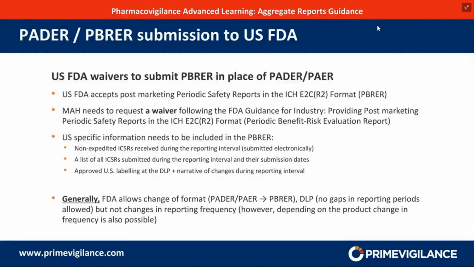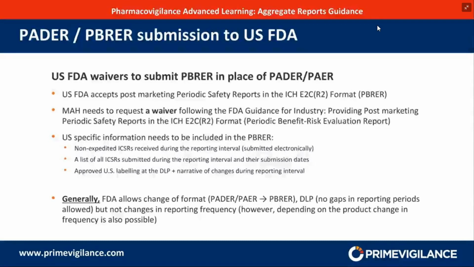This is usually placed in the regional appendices, and this additional information consists of the non-expedited reports. So these are the non-alert, non-15 days, which are received during the reporting interval, submitted in the XML format electronically. The list of all ICSRs submitted during the reporting interval and their submission dates, and approved US labeling at the data log point, plus narrative of any changes to the labeling during the reporting interval.